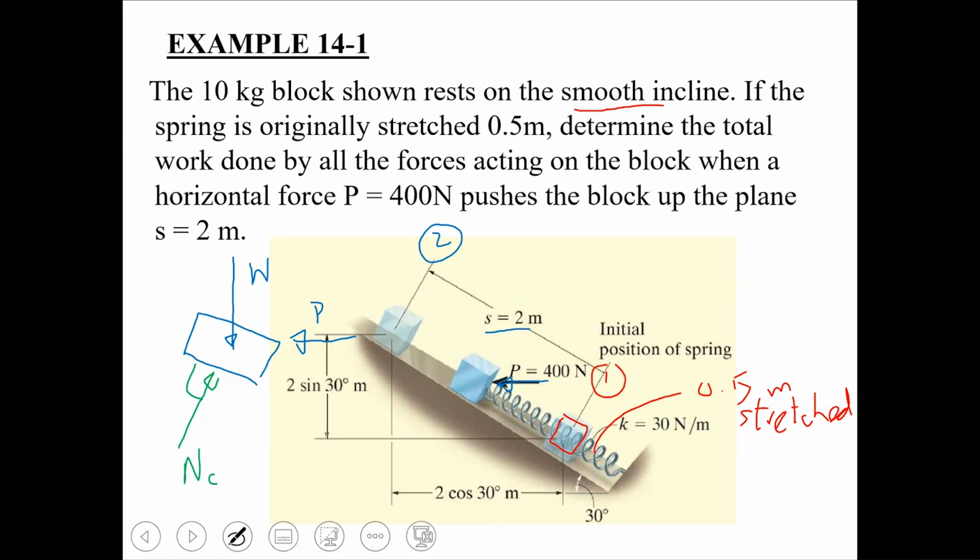Can you identify some more forces which we need to draw on the free body diagram? No, sir. Are you sure? What about the spring?